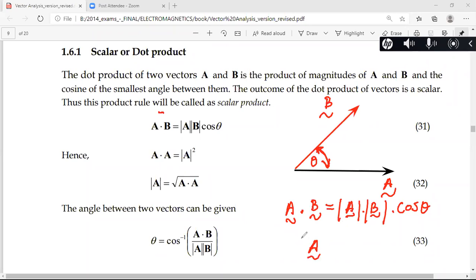This simply represents the amplitude values. This is the procedure for finding the amplitude value. By using these definitions, you can find the amplitude of A or B. As well as if you know the results, you can write down the relationship for theta also.